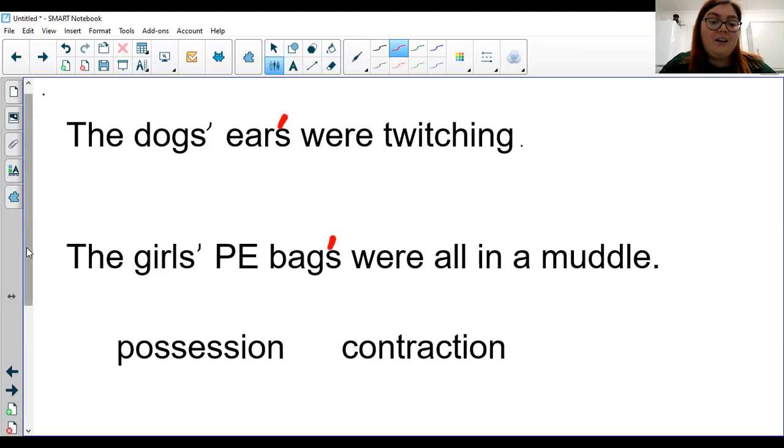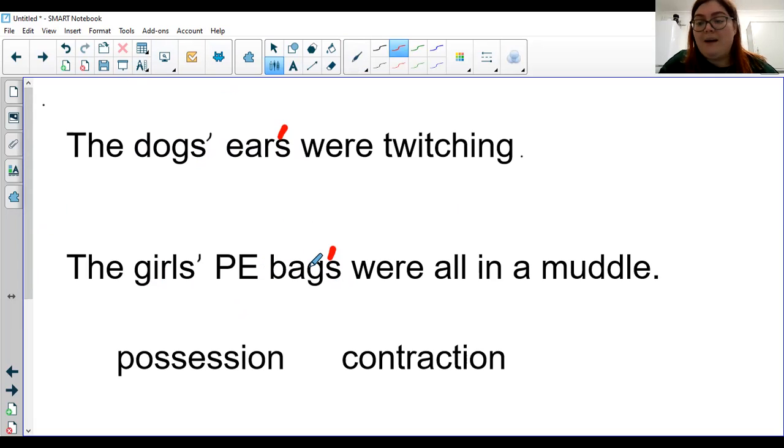A bit like the girls' PE bags. The PE bags don't own girls, they don't possess girls. The girls have PE bags. So it's not that way round. And bags already is a plural word, so we don't want it in there. We're not talking about possession there. So I just wanted to show you that because that's a really common mistake that many people make when they are writing and they're starting to use apostrophes.